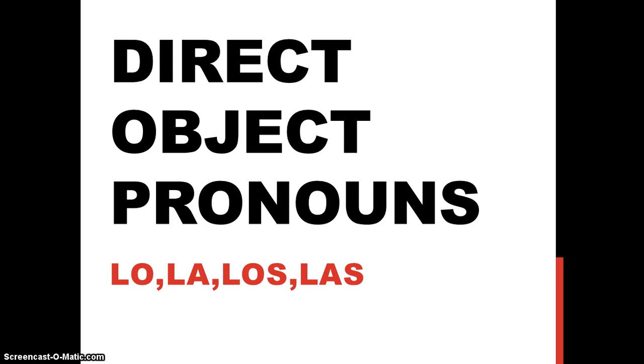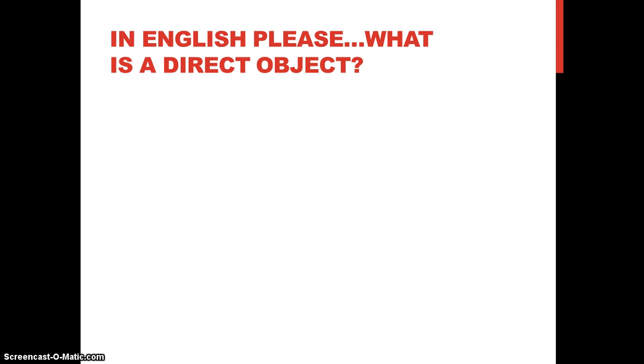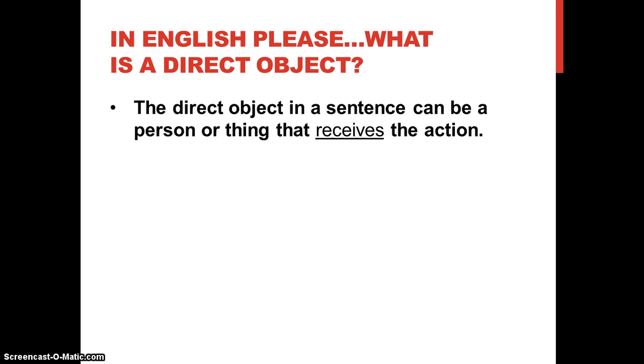Our topic for today is direct object pronouns. Now, first, we're going to stick in English and talk about what a direct object pronoun is. A direct object in a sentence can be the person or thing that receives the action. Our key here is that it receives the action. Of course, it is going to be a noun, a person, place, or thing.